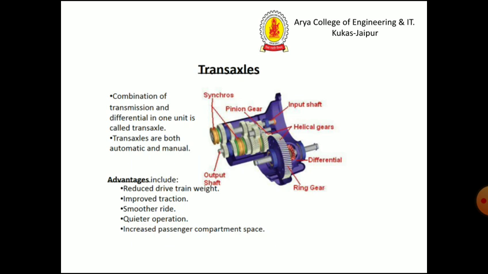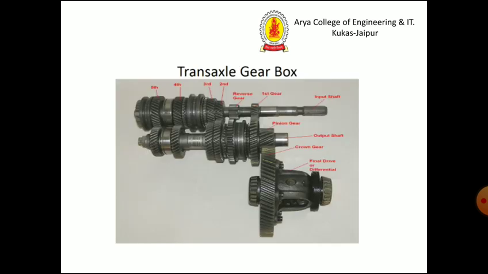It is a combination of transmission and differential in one unit. It is called a transaxle. Transaxles are both automatic and manual. The advantages include reduced drivetrain weight, improved traction, smoother ride, quieter operation, and increased passenger compartment space. This is the construction of the transaxle gearbox.